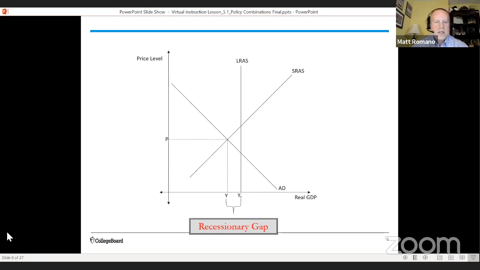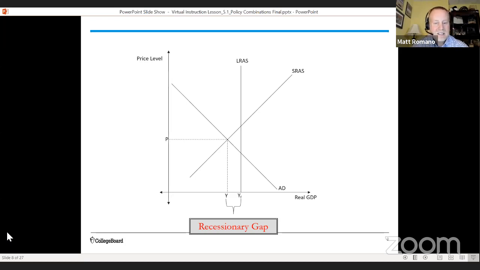A correctly labeled ADVAS model is going to have price level labeled on the y-axis. It's going to have real GDP on the x. We're going to have a downward sloping aggregate demand curve, an upward sloping short run aggregate supply curve, and a vertical long run aggregate supply curve. We're going to show equilibrium, the short run macro equilibrium at P and Y.